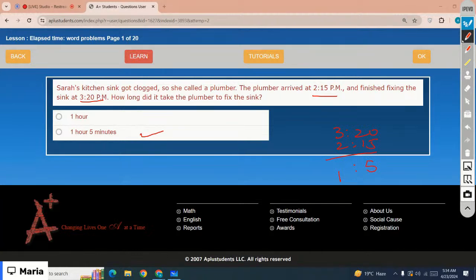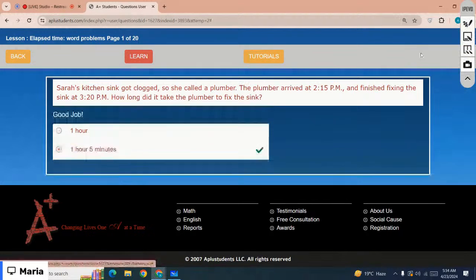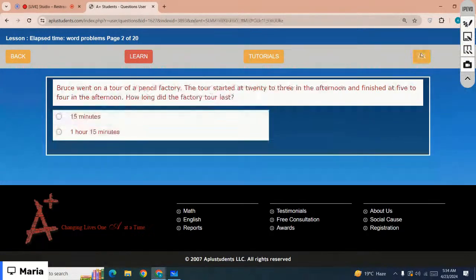The correct option is 1 hour and 5 minutes. The next one is: Bruce went on a tour of a pencil factory. The tour started at 20 to 3 in the afternoon and finished at 5 to 4 in the afternoon. How long did the factory tour last?